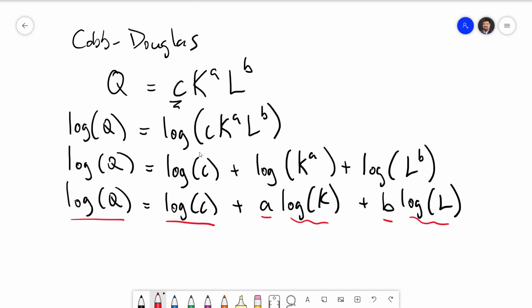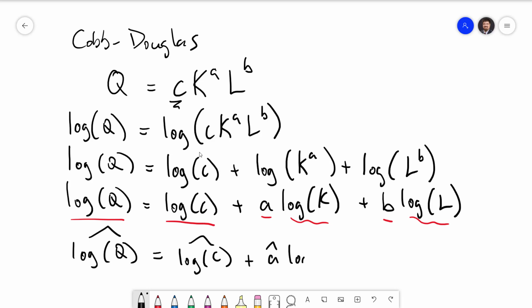To estimate this, we just need to go into the data, take the log of Q, the log of K, the log of L, and run this regression. Once we run that regression, we're going to get an estimated equation that will look something like this. We'll have log of Q hat equals log of C hat plus A hat log of K, plus B hat log of L.